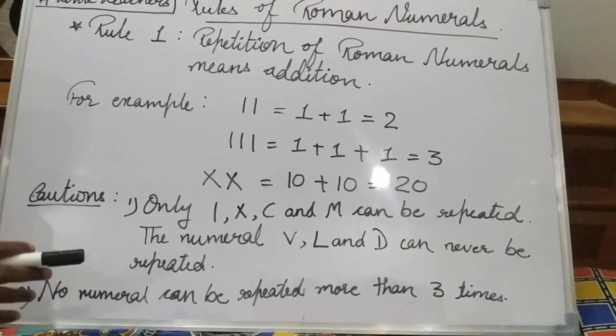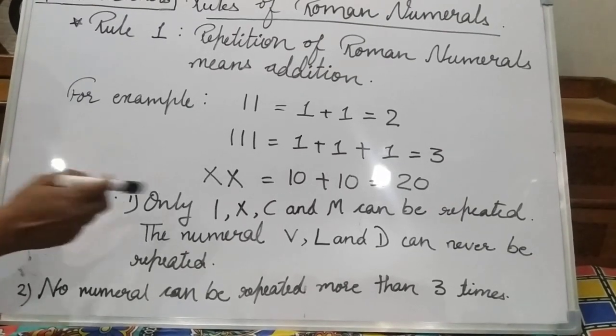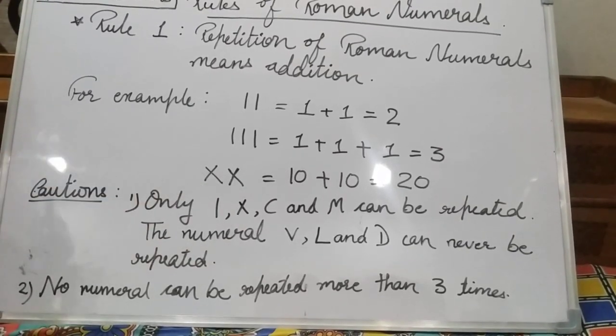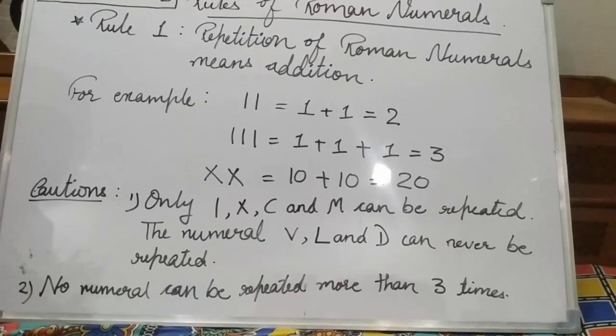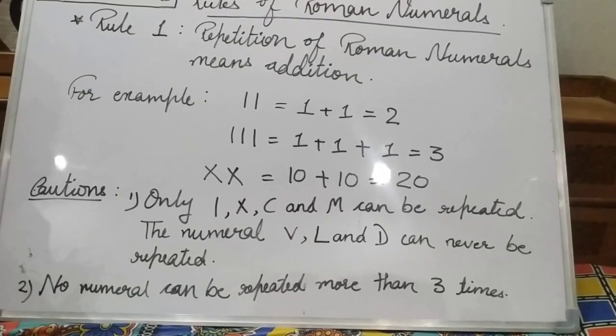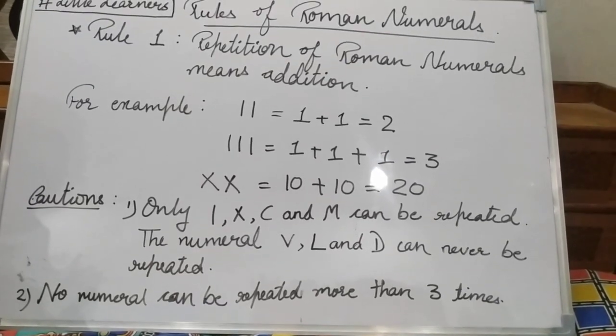For example, if we want to write 30, we will write X and one more X, and one more X. But if we want to write 40, we cannot write X 4 times. Why? This I will explain to you in my next rule.